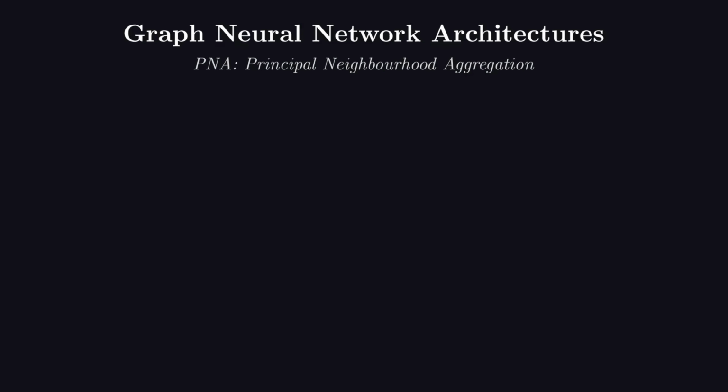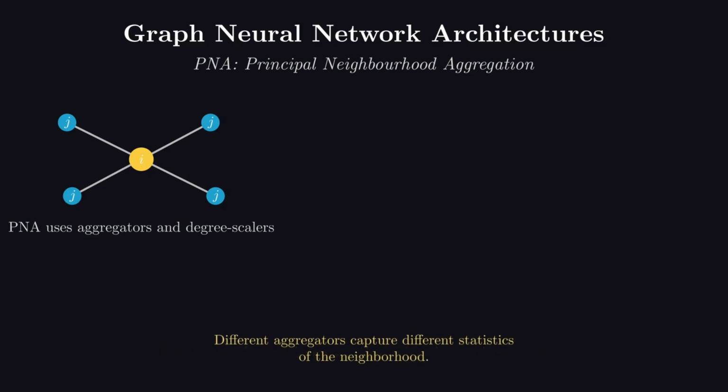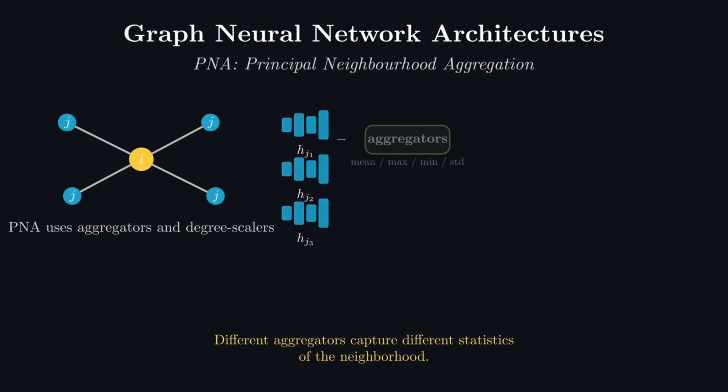Next is PNA, which stands for Principal Neighborhood Aggregation. PNA builds on the idea that one aggregation function is usually not enough. On the left, we again have the yellow center node and its blue neighbors. The label di equals 4 means that this node has degree 4, so it has 4 neighbors. This degree information is important in PNA. In the middle, the blue bars represent neighbor embeddings. PNA first applies several aggregators to these neighbor embeddings.